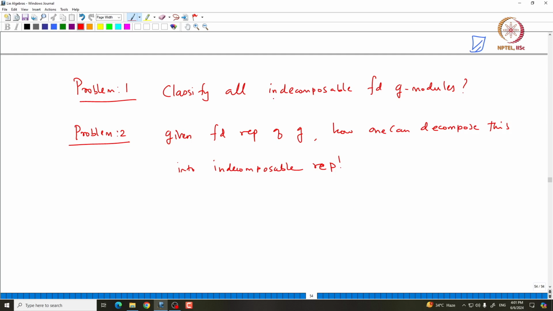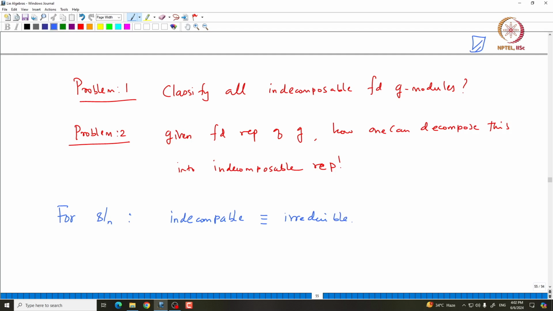So, we will see later that, at least for SLN, because SLN is a simple Lie algebra, using Weyl's theorem we can see that indecomposable modules will correspond to irreducible modules. So, indecomposable will be the same as irreducible. This is what Cartan-Killing theory tells us.